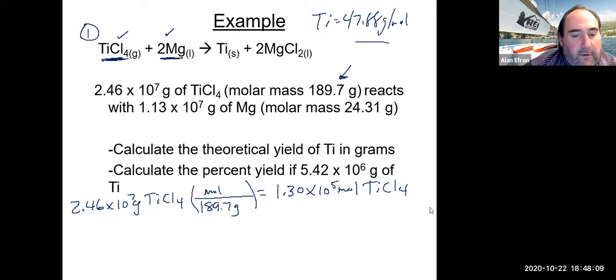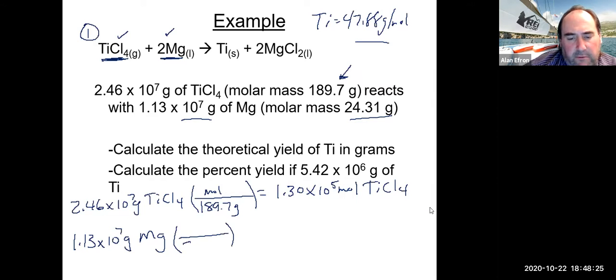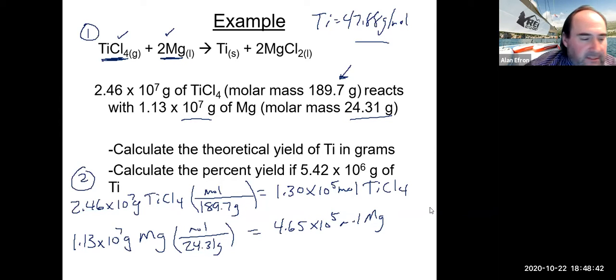We would also want to convert our grams of magnesium into moles. Using that number here, you also want to make sure that you are using your exponent button when you punch these in. Also, they gave us the molar mass from the periodic table, which is 24.31, it looks like. And that gets us something like 4.65 times 10 to the 5 moles of magnesium. So really, no matter what approach you take, the first two steps are pretty much the same. You've got to convert to moles, and make sure you have a balanced equation. Any questions up to that point there?